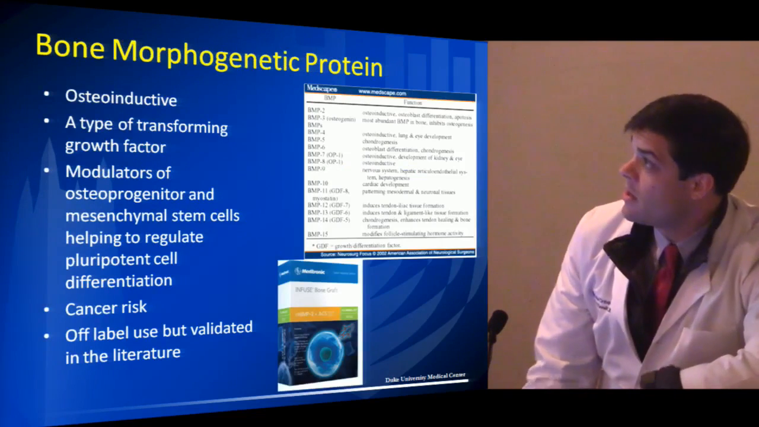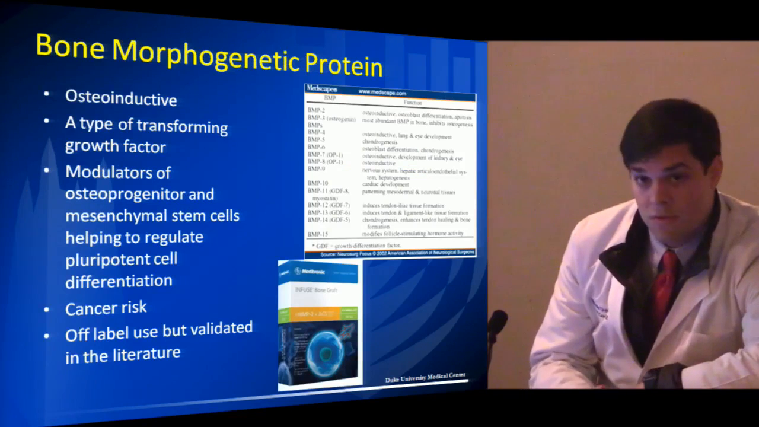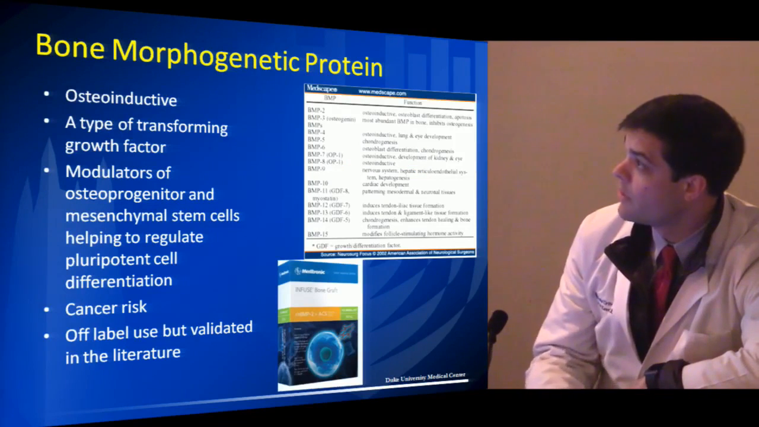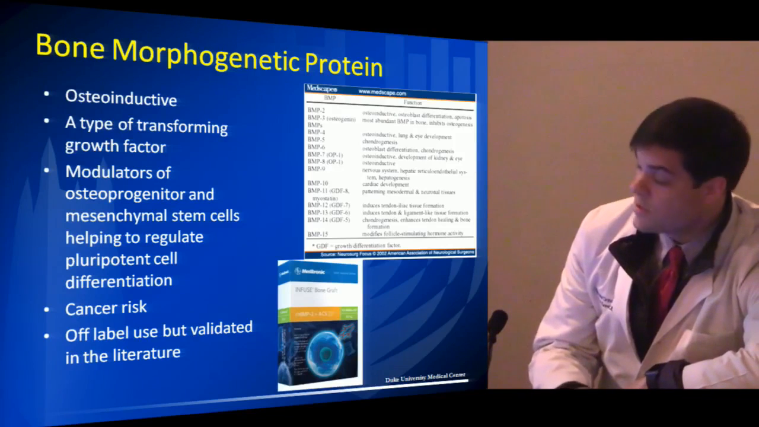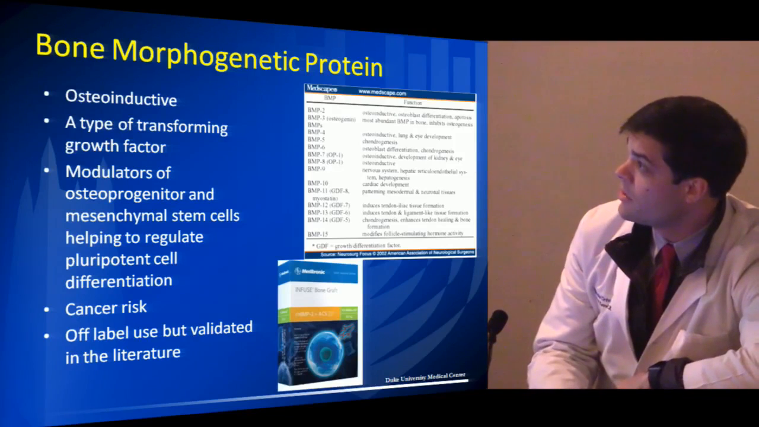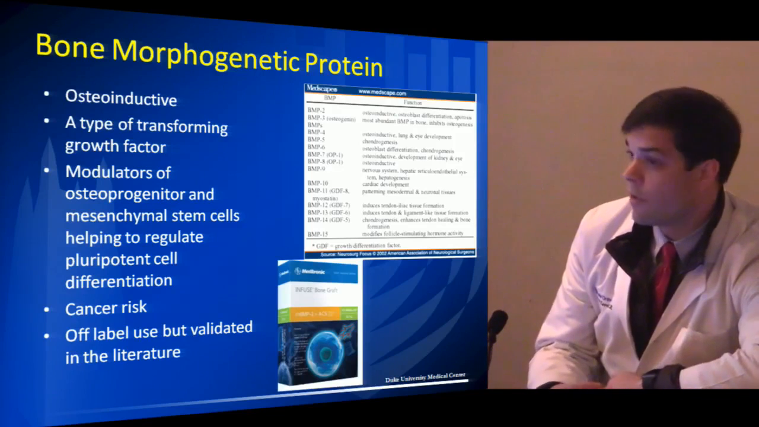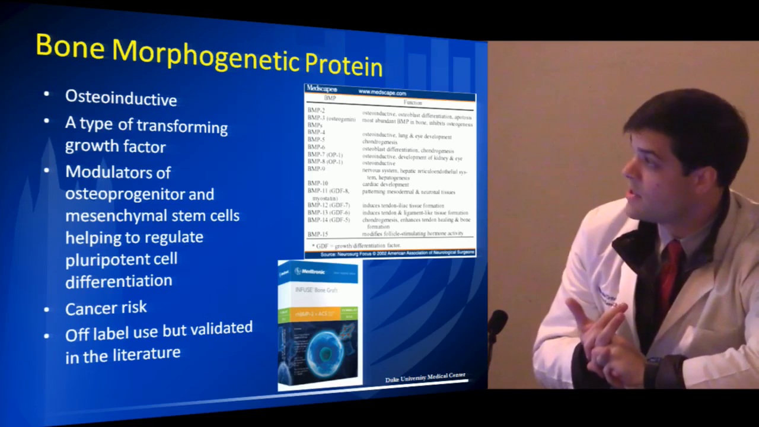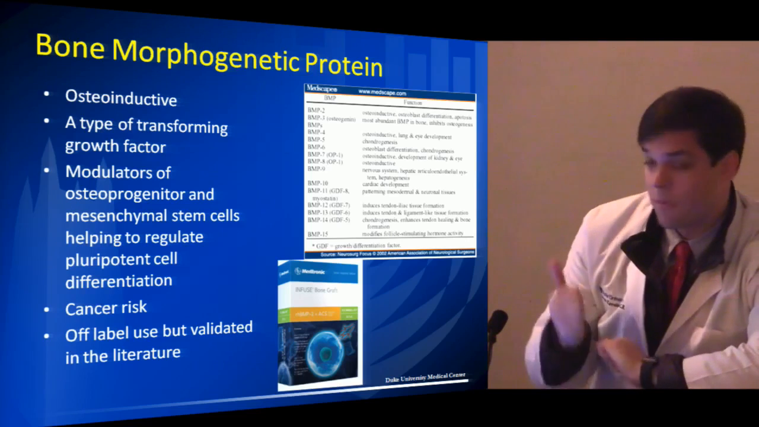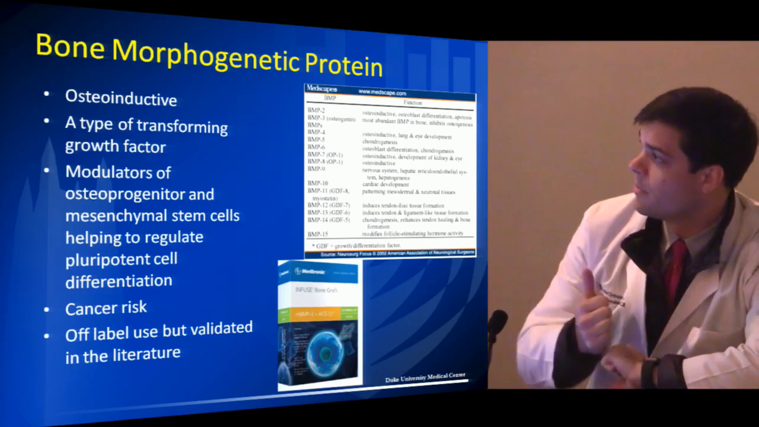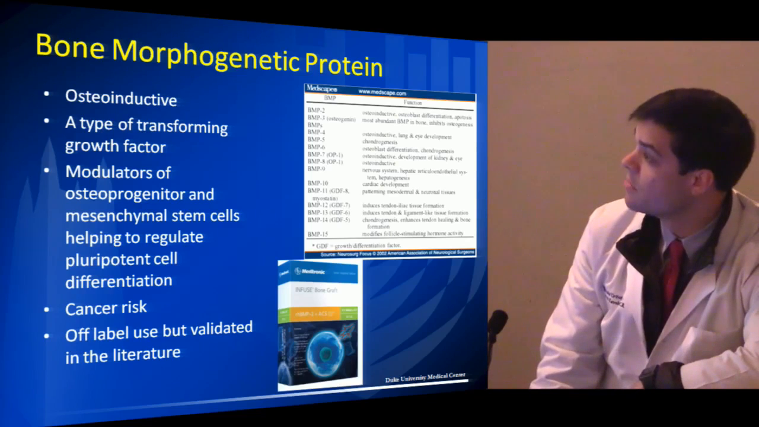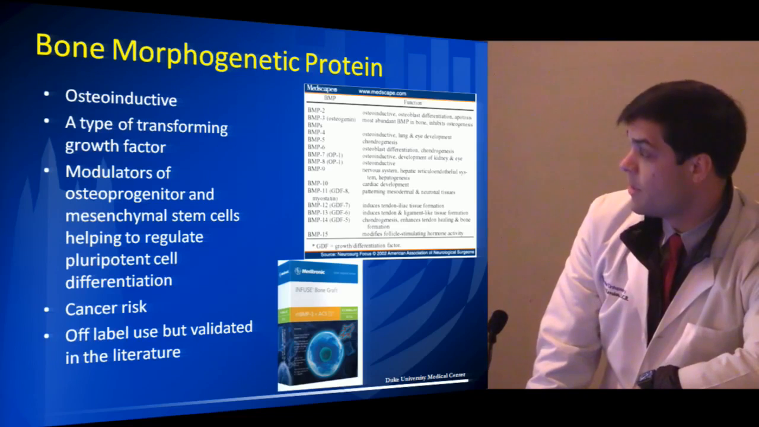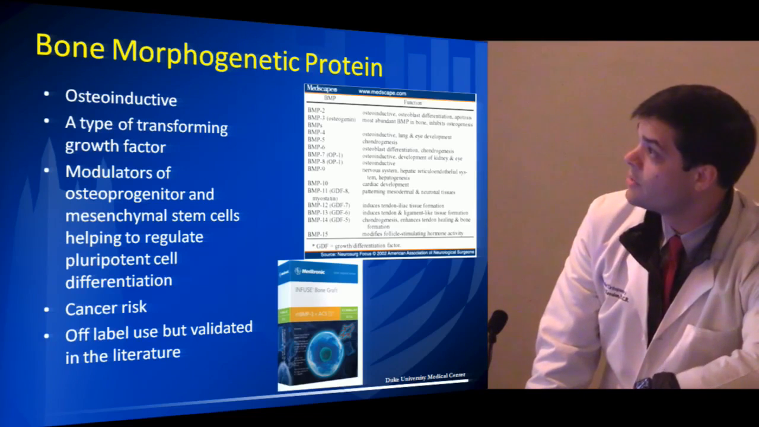BMP, we all know about it. It's probably more commonly associated with usage in spinal fusion. However, there are off-label uses for it in foot and ankle surgery. It, of course, is osteoinductive. It's a protein, part of the transforming growth factor superfamily. It's a modulator of osteoprogenitor mesenchymal stem cells. It increases your pluripotent differentiation into osteocytes and osteoblasts. There's a theoretic cancer risk, and it has also never been validated in foot and ankle surgery.